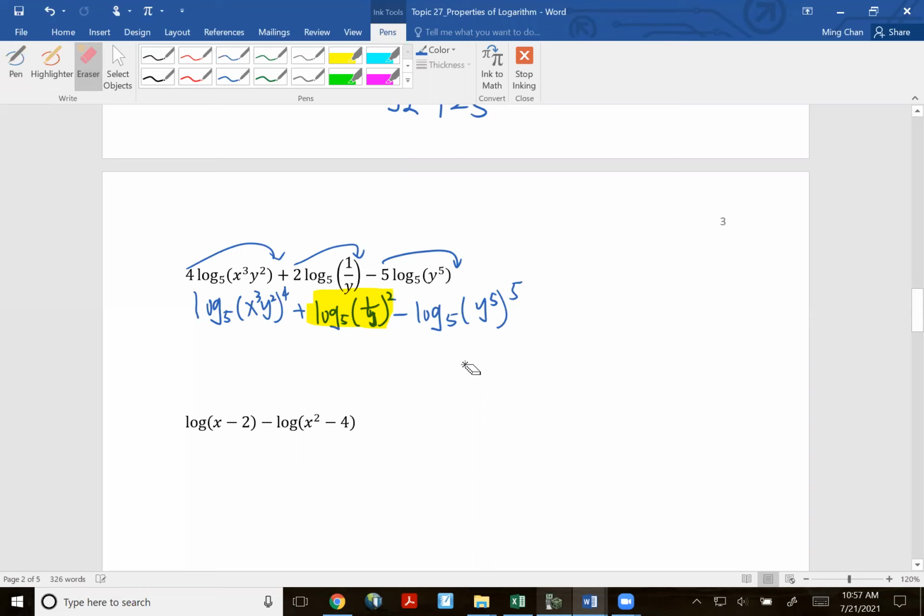Because mathematically speaking, we're supposed to look at this expression from left to right. So the first thing you should see is this plus sign, because this plus sign tells you that these two should go together. If you make these two go together, that should be log with the base 5 of x to the third y squared, whole thing to the fourth power, times 1 over y, squared. If they go together, the plus sign becomes multiplication, right? Then minus your log with the base 5.